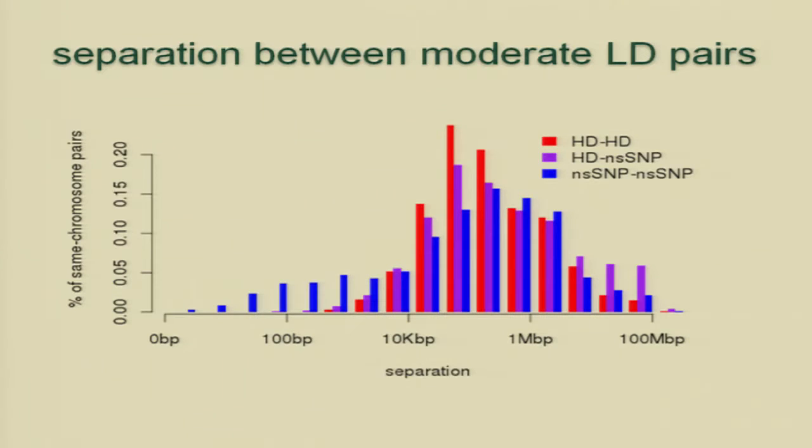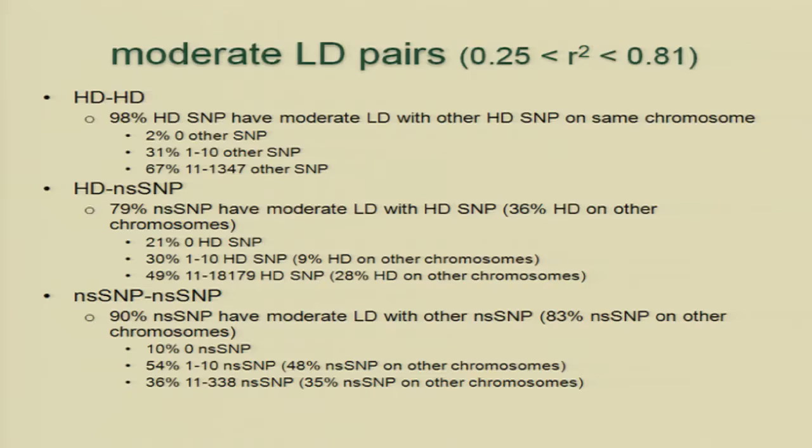So the separation between these moderate LD pairs is pretty similar to what we saw with high LD, but it probably extends further over, and it could extend from one end of the chromosome to the other. Actually, if we go back here, there's a lot of this moderate LD where we have moderate correlations between a SNP on one chromosome and something on another chromosome.